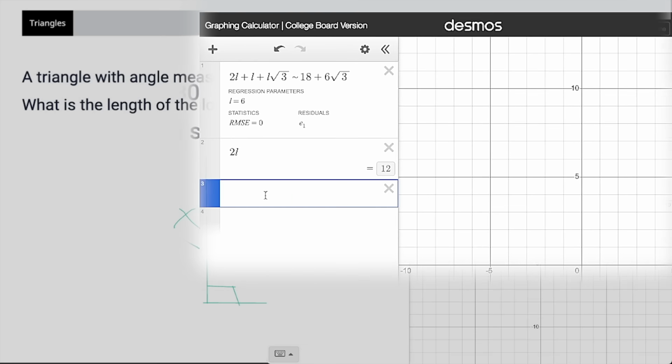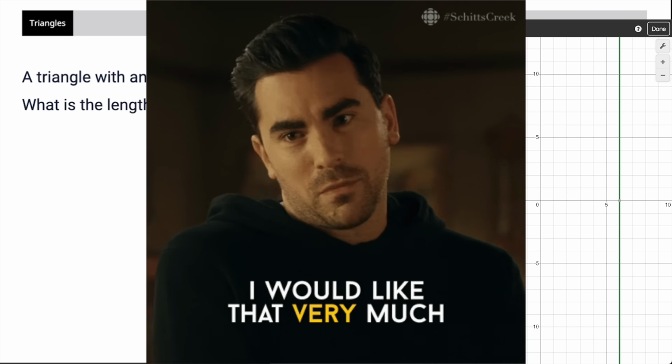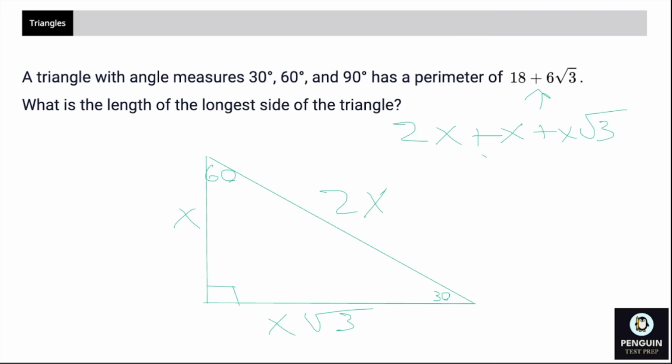Alternatively, we could do 2x plus, and then it'll give us a vertical line with our value. But I was too lazy to bring my mouse over here. That's why I did it the other way. I just wanted it to give me the answer. Don't you want it to just give you the answer? But yeah, anyway, our answer here would be 12 because that's 2x, right?